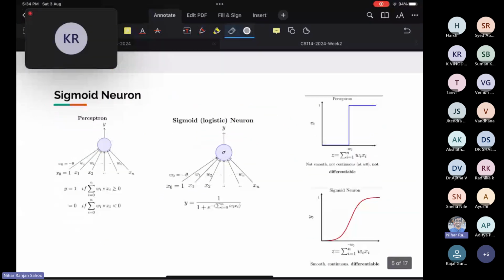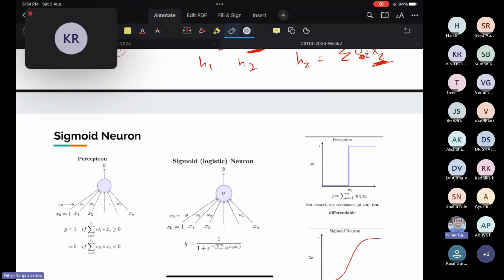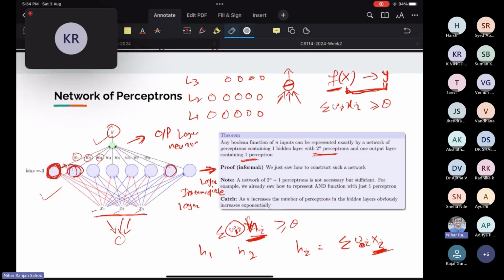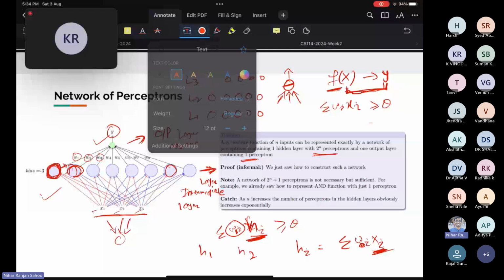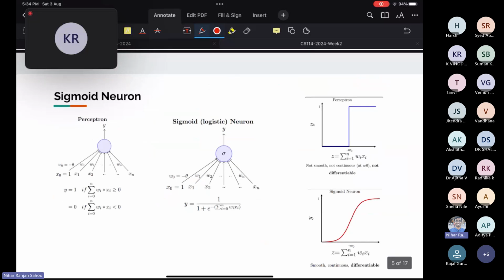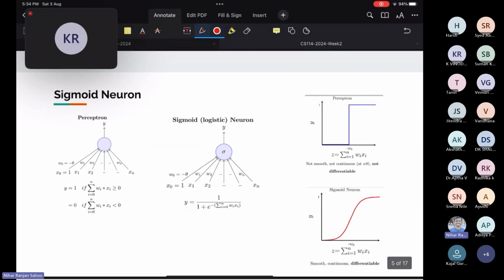Now we'll come to something beyond just the step function. Till now we have been discussing only this step function, the summation of wi xi greater than theta. We'll go beyond the step function and see what kind of functions, what kind of relationship between input and output, we can capture.